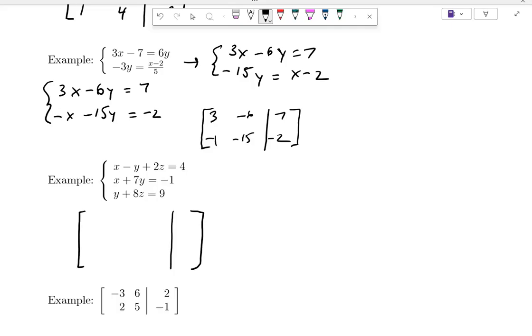What's your first row look like, do you think? 1, -1, 2, 4. Good. And notice the 4 is going to go on the other side of the vertical bar because, again, the vertical bar is representing where the equal signs would be. How about your next row? Good, fantastic. There isn't a z in that second equation, is there? So the coefficient on it would be a 0. So we'll have a 1x plus 7y plus 0z equals -1. What about your third row? 0, 1, 8, 9. Good.